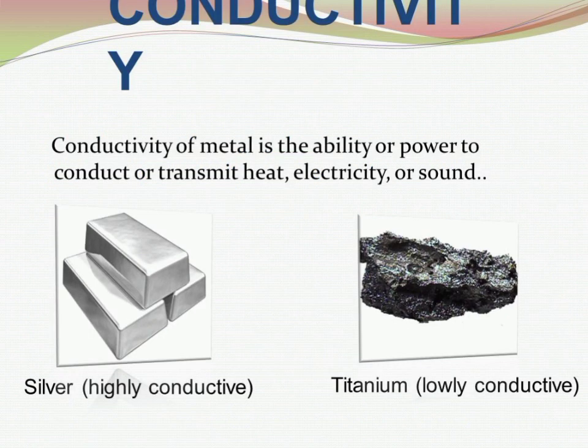The next property is conductivity. Conductivity of a metal is the ability or power to conduct or transmit heat, electricity or sound. Silver is highly conductive, and copper and aluminium are also highly conductive, so they are used to prepare electric wares. Besides, titanium is a metal which is very low in conductivity.